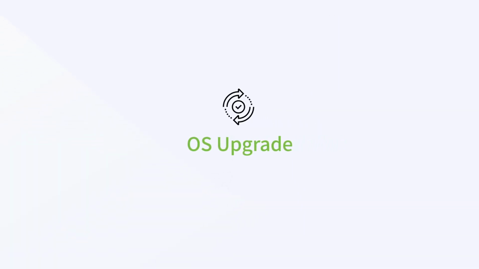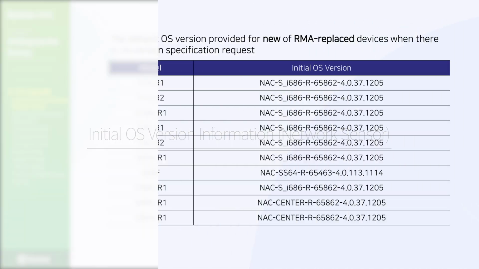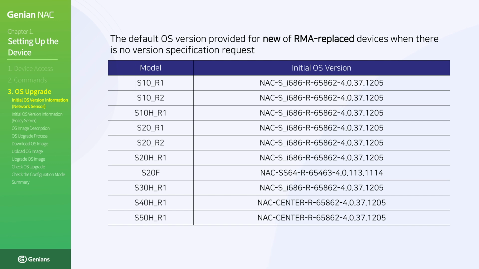This is the upgrade process that must be performed when you first receive the NAC device. This is the image version information for the network sensor, when the device is initially shipped. For bulk shipments, it is possible to specify a particular image version upon request. However, for smaller quantities, devices are shipped with the default version listed. Therefore, to apply the NAC 5.0 version at the customer site, you must perform an upgrade.